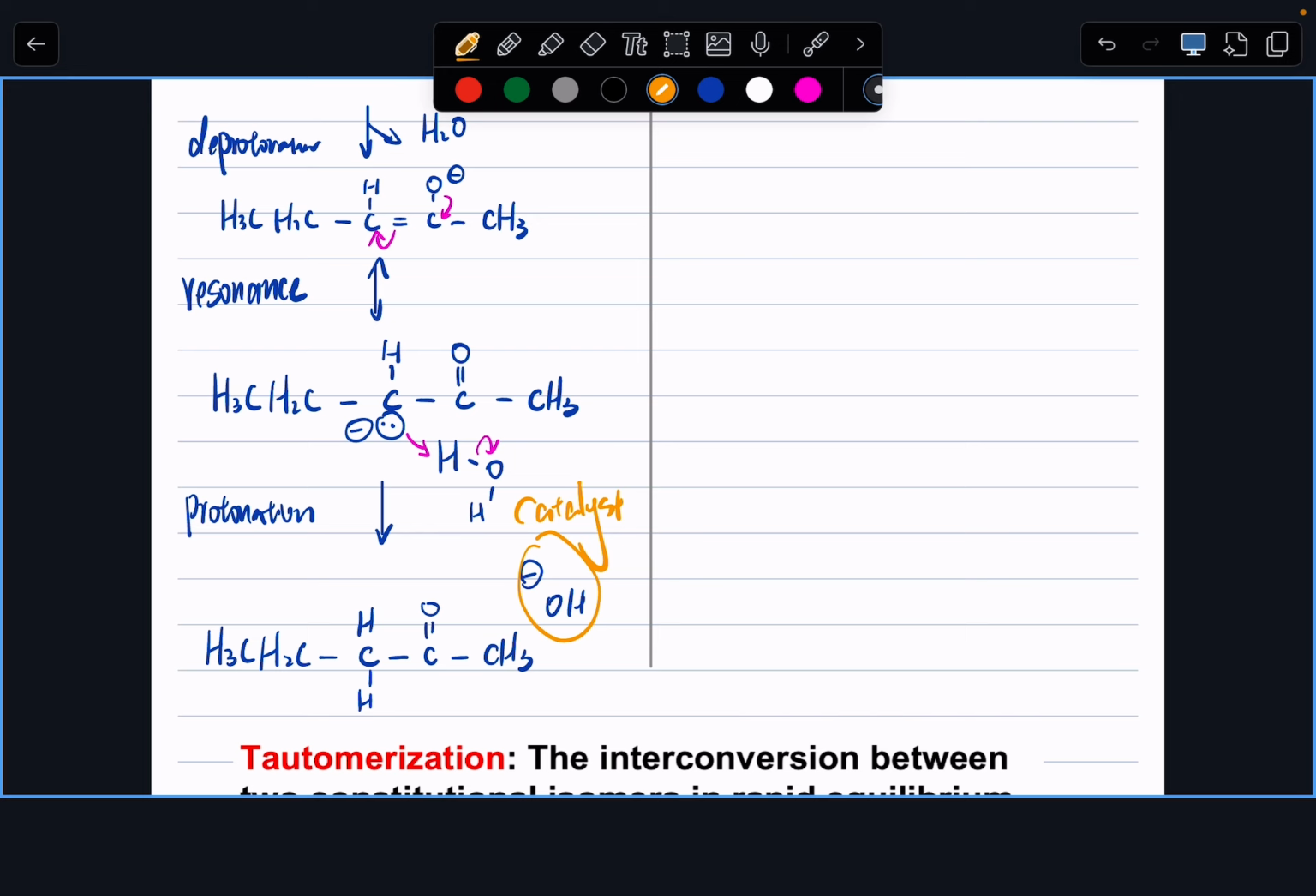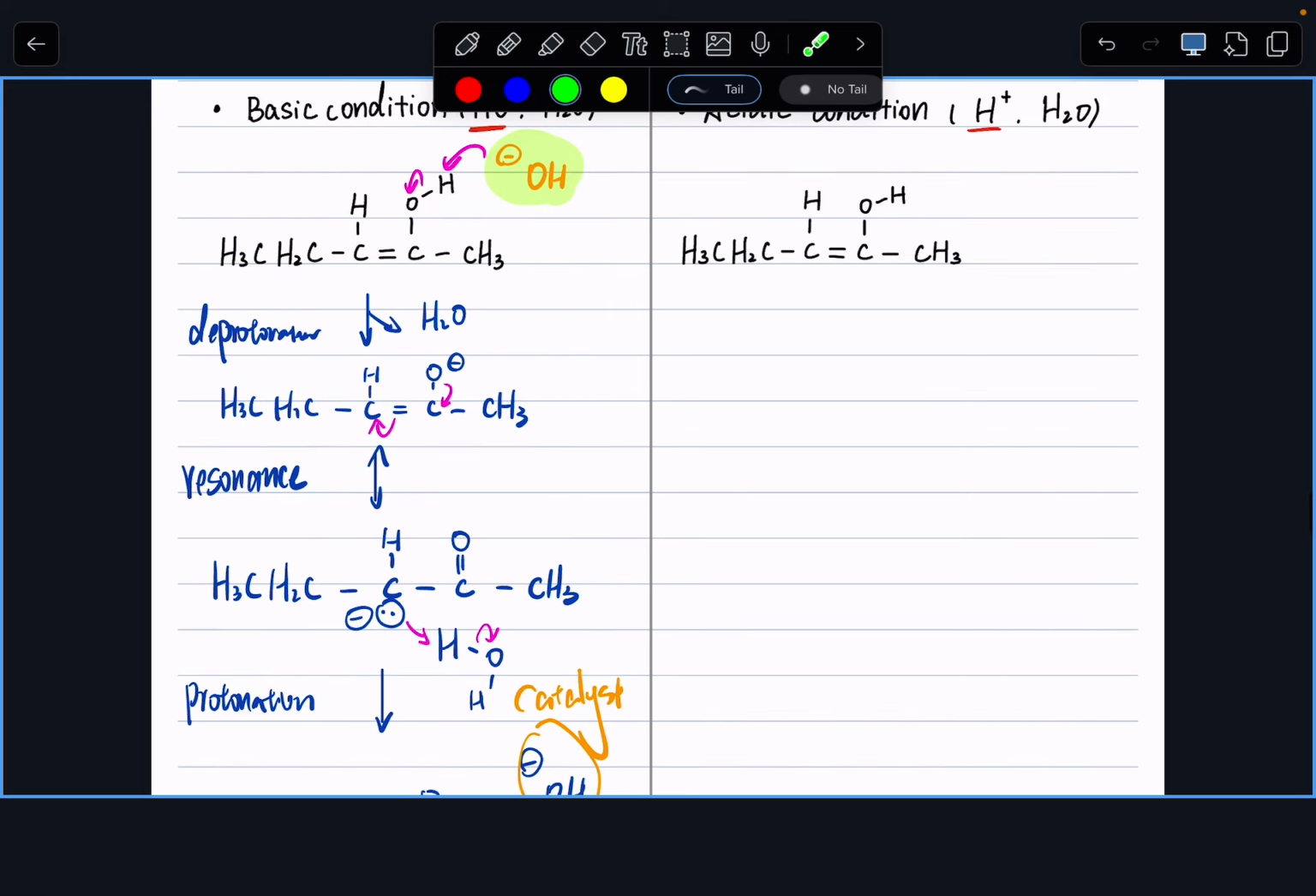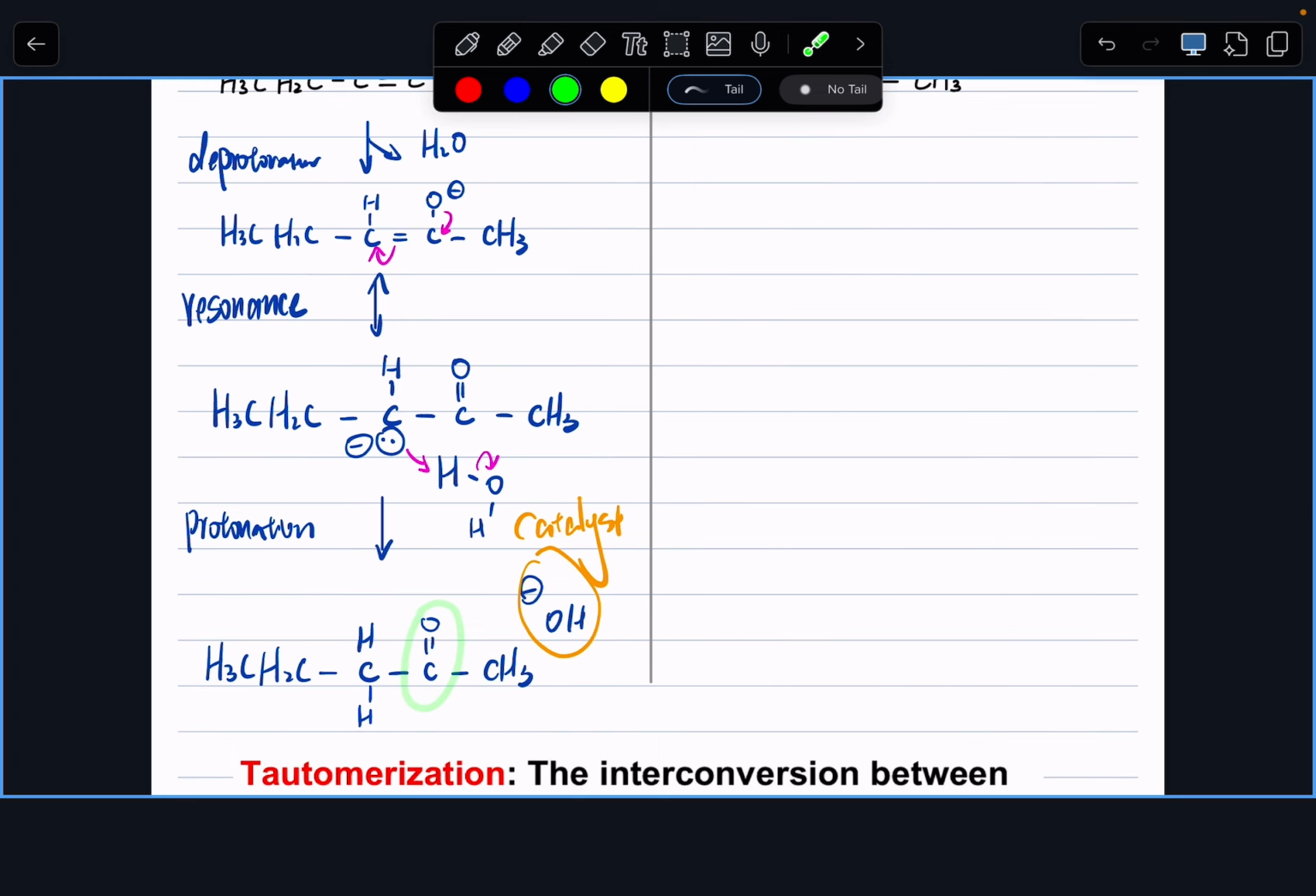And in the enol-keto tautomerization reaction, we are transforming this enol, again, an enol is a hydroxy group neighboring a carbon-carbon double bond, into a keto form where you have a carbon-oxygen double bond, and this is a ketone. All right, and this is a base catalyzed enol-keto tautomerization reaction.